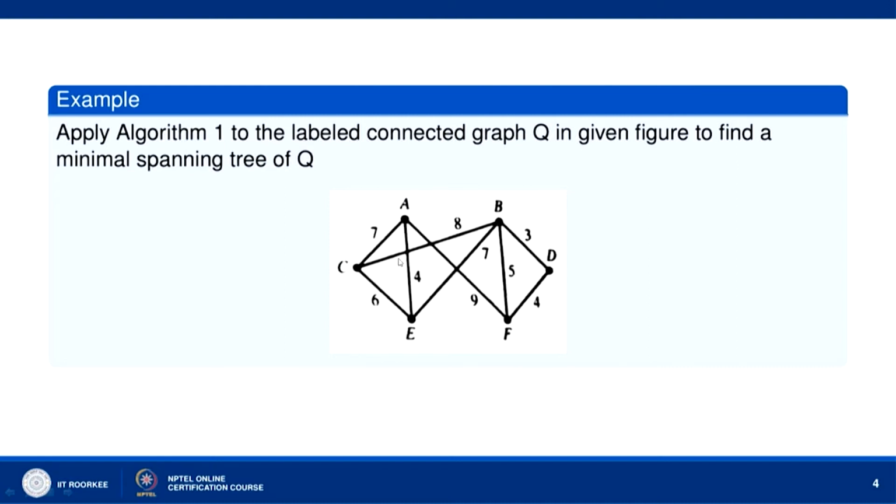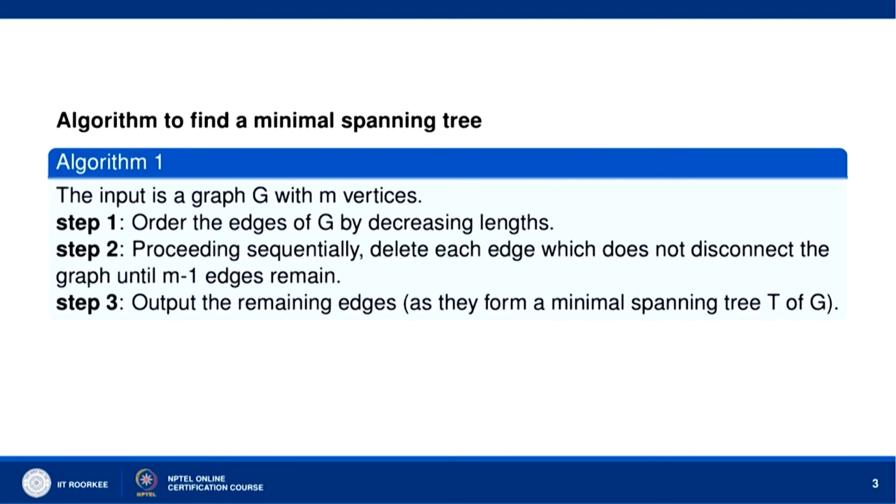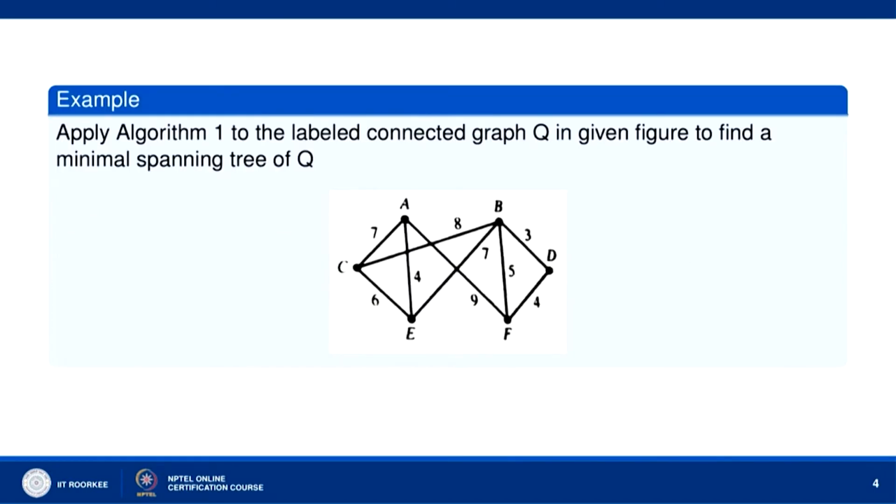Let us follow step 1. Step 1 says to order the edges of G by decreasing lengths. So, we can see which edge has the maximum length. You see we have edge AF. Edge AF has length 9. Then BC has length 8. Next highest, AC has length 7.